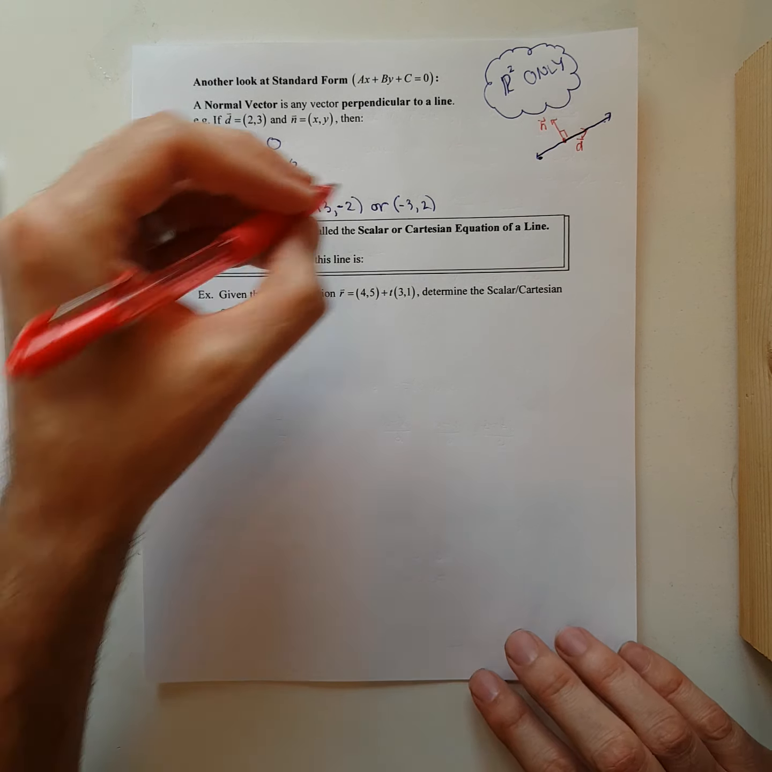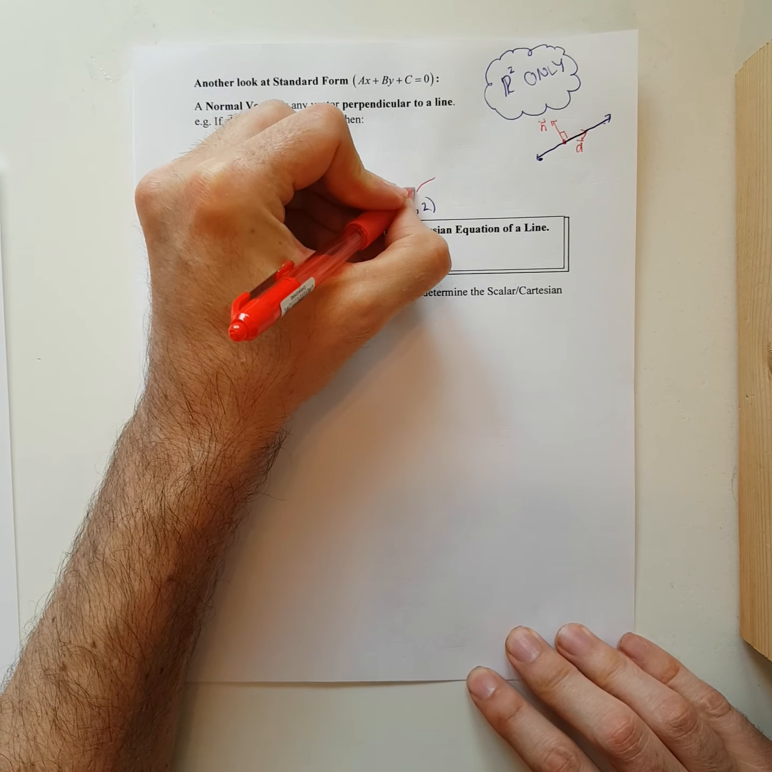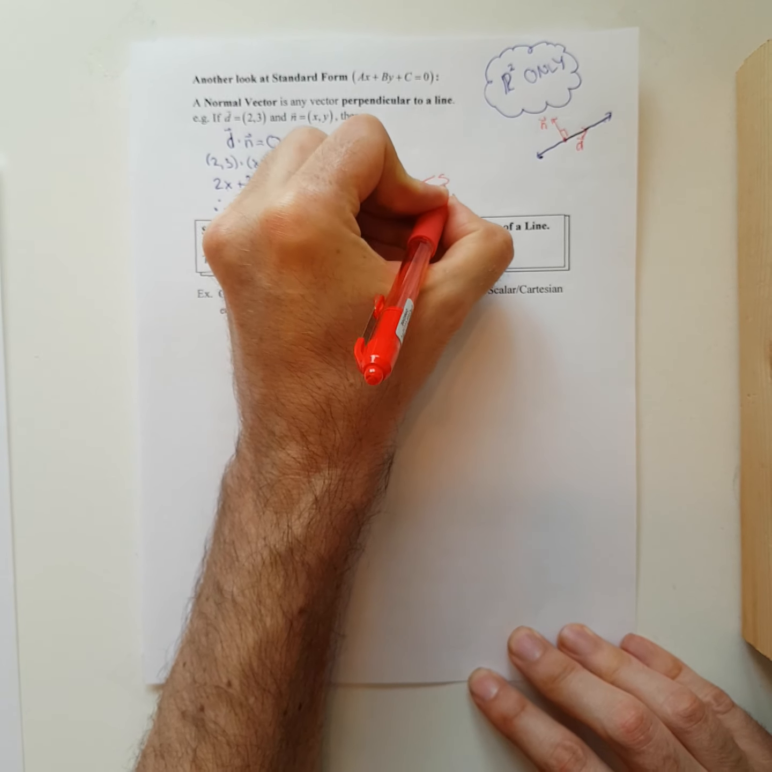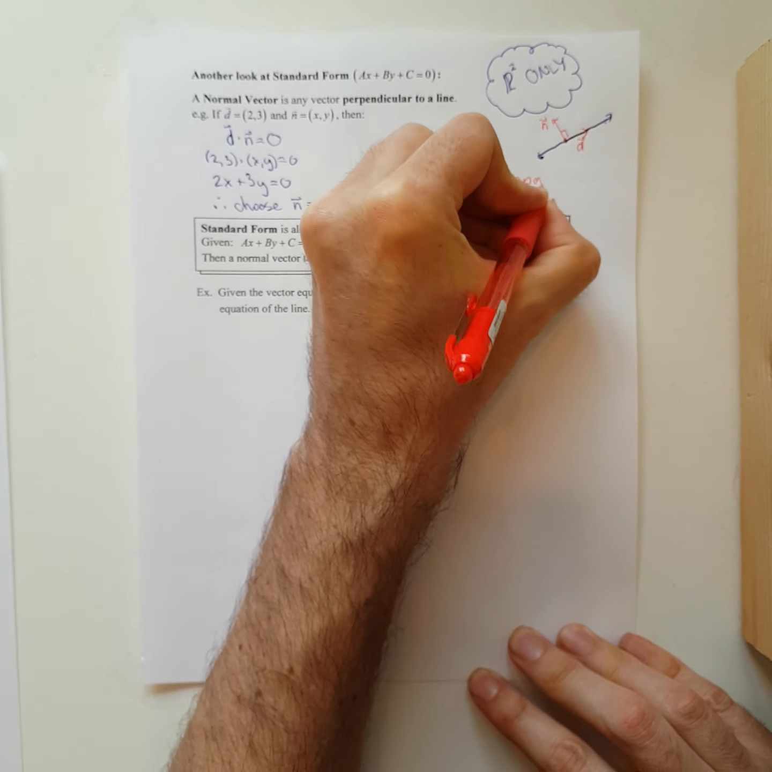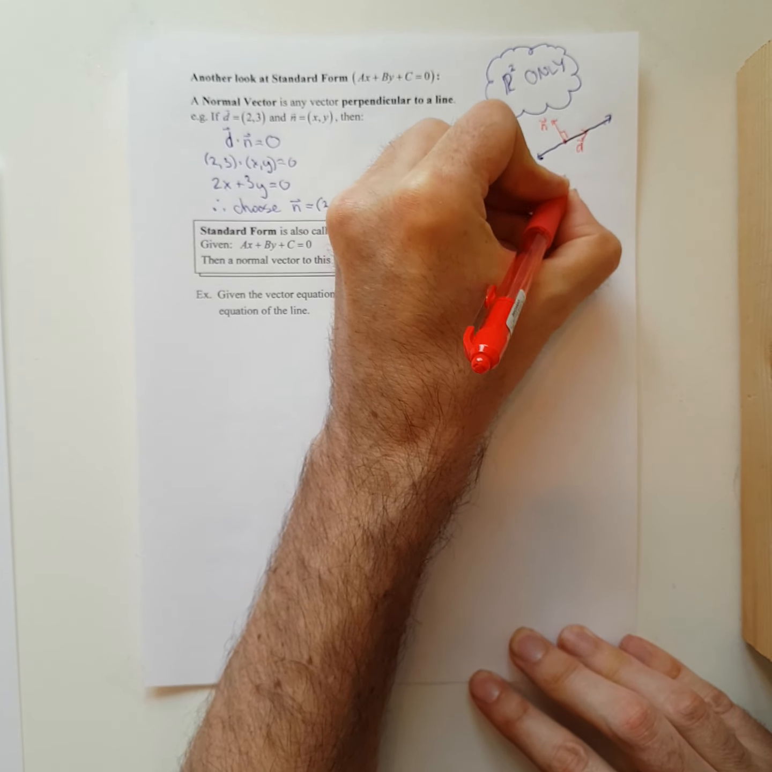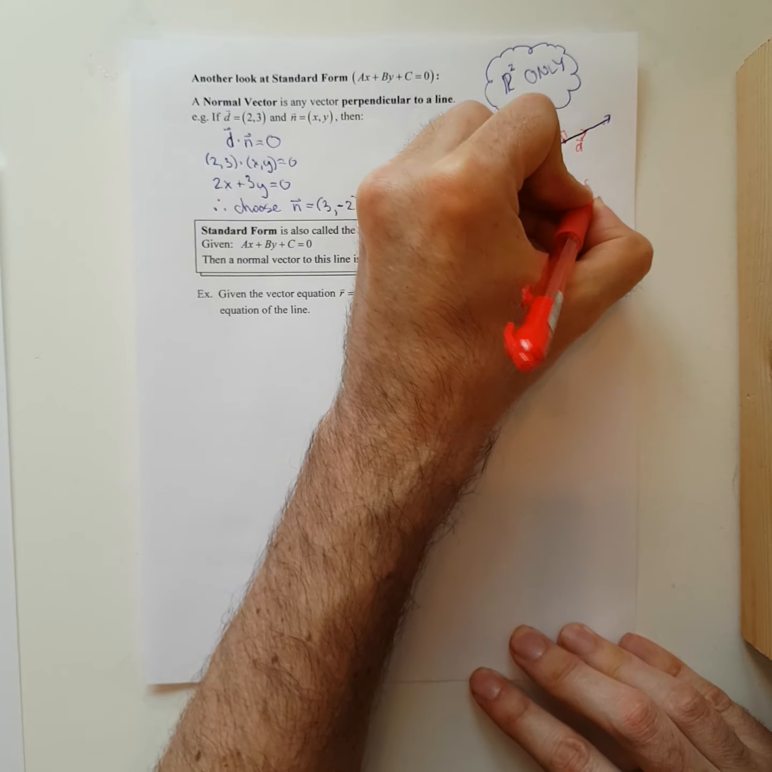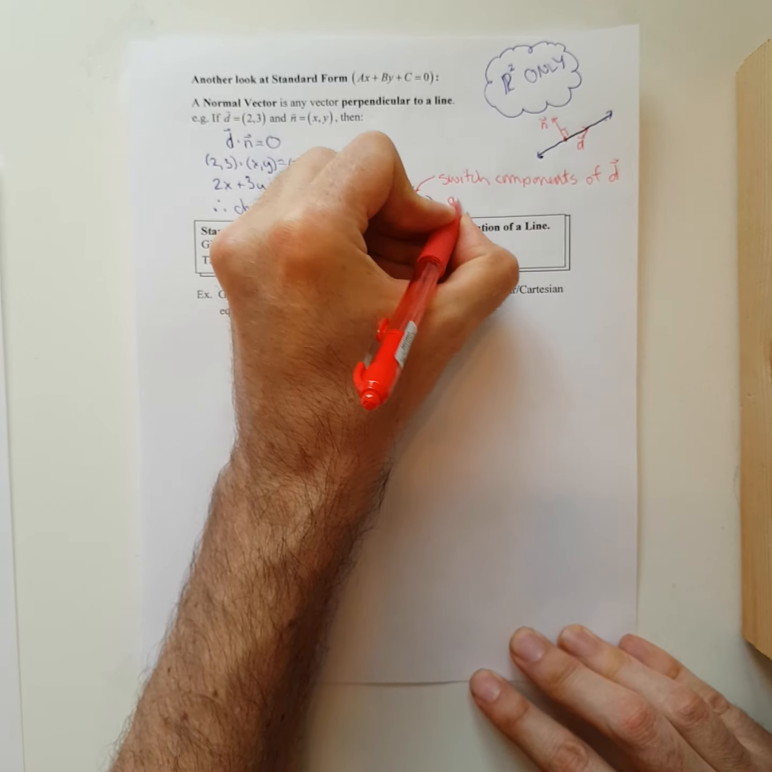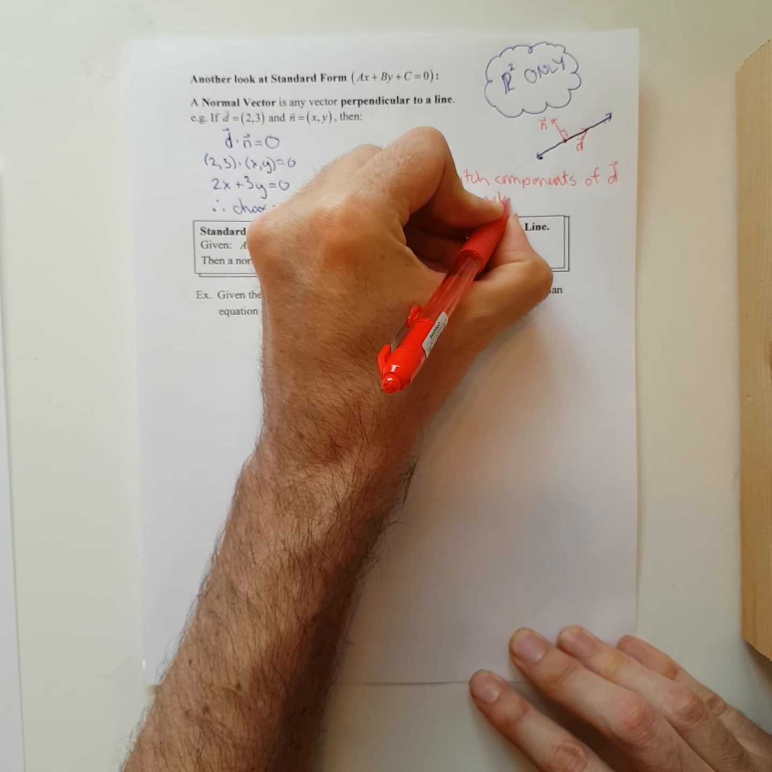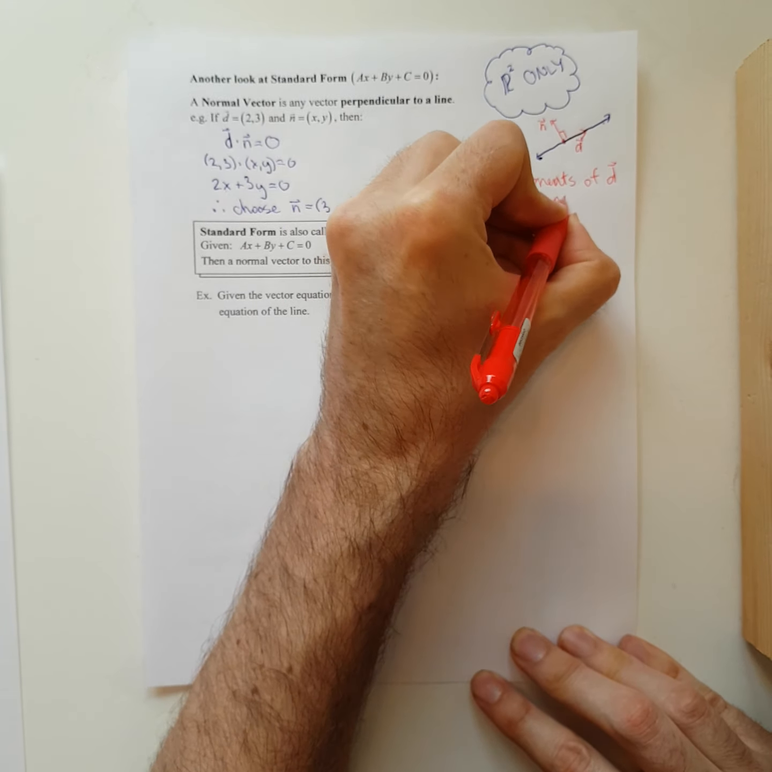switched them, and made one of the 2 components negative. And we'll just make note of that here on the side. So say switch components of our direction vector and make one negative.